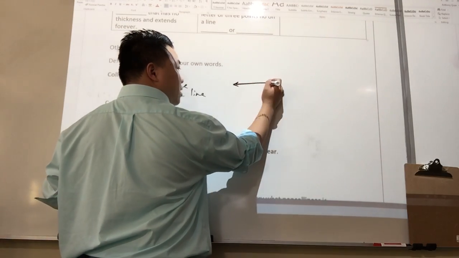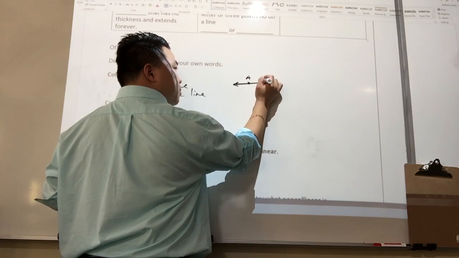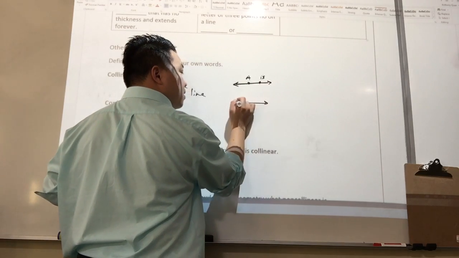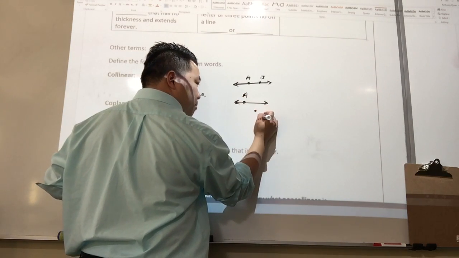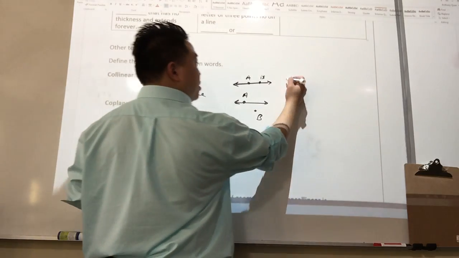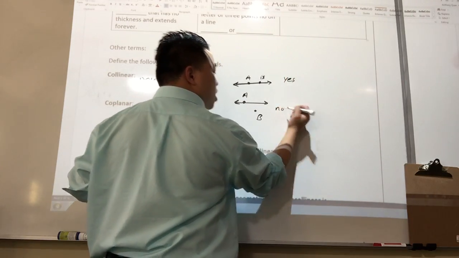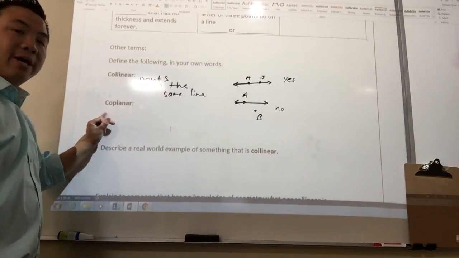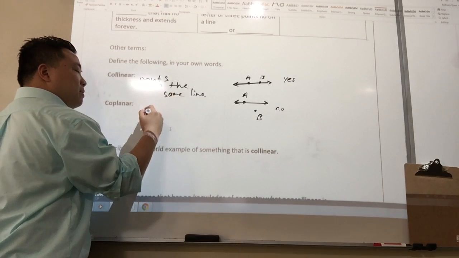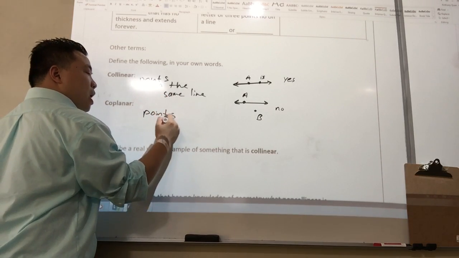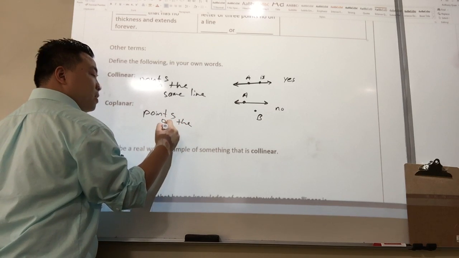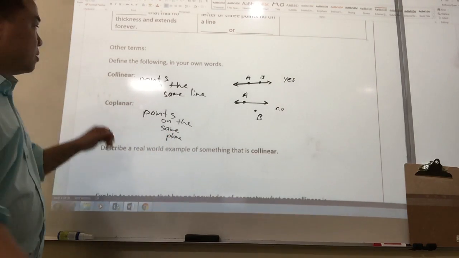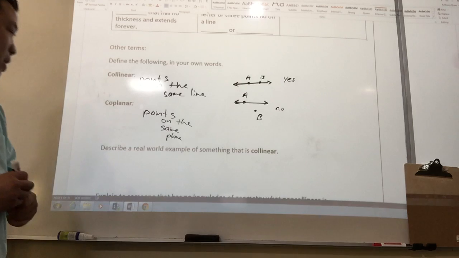So if you have a line here, and this is point A, and this is point B, because they're on the same line, it's collinear. If you have a line here, and point A is here, and point B is here, that is not collinear. So this is a yes, this is a no. Coplanar, same idea, except not on the same line, but points on the same plane. So, pretty easy. Collinear, coplanar.